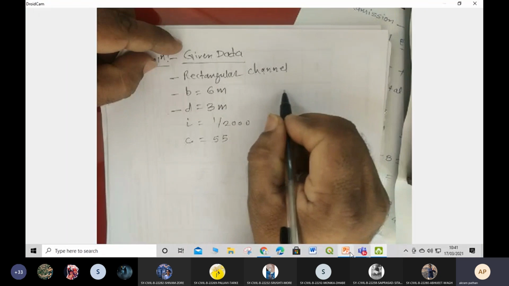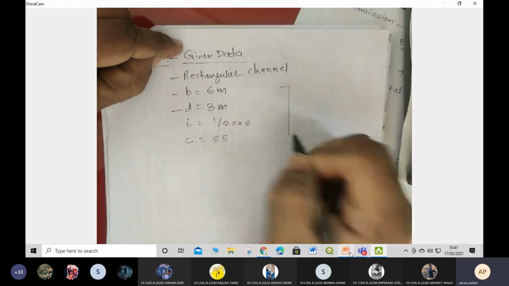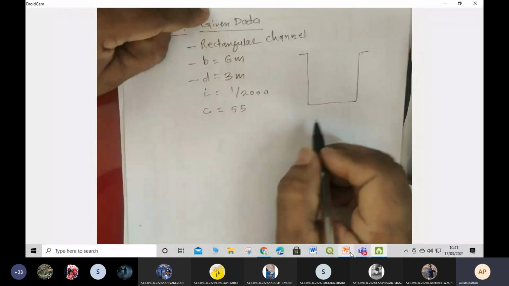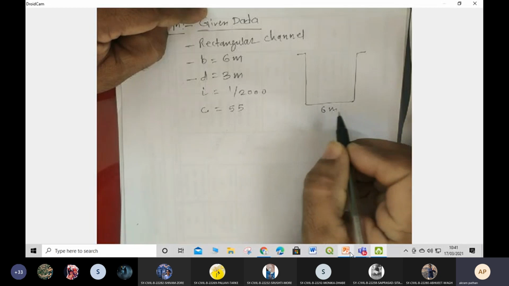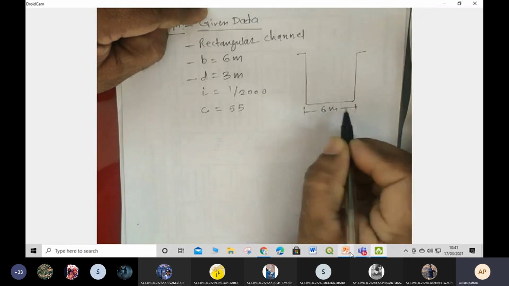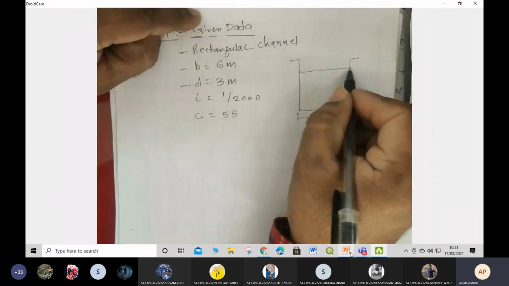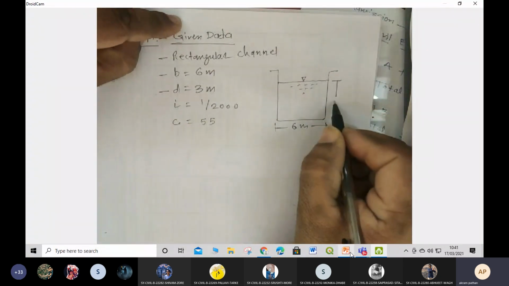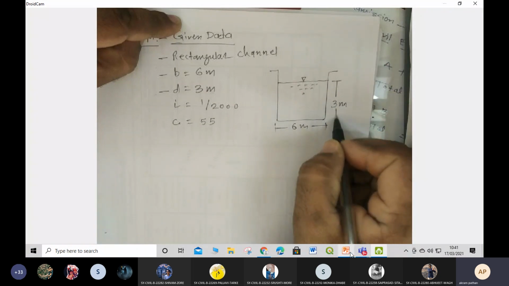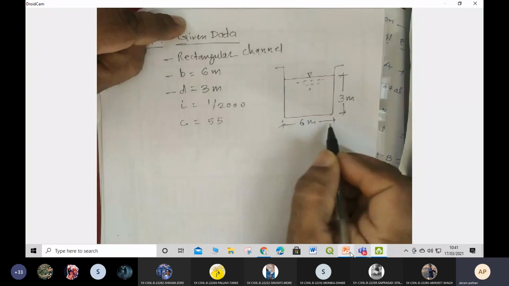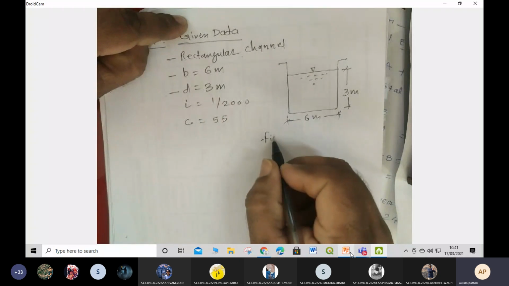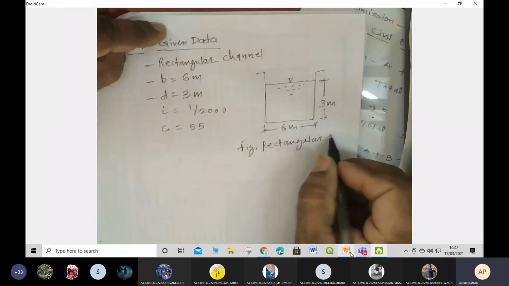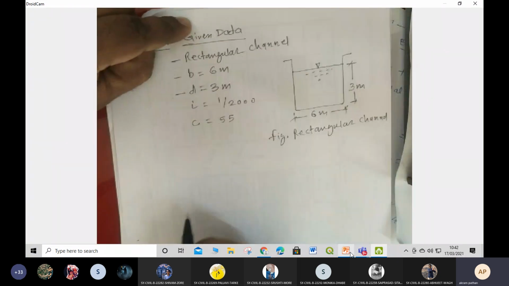So this is the data given. Now similarly we have to plot the diagram if time permits. So you have to plot the diagram as well. We have 6 meter width, and this is the depth of flow in the channel, 3 meter. So this is given. In the figure, write down rectangular channel.